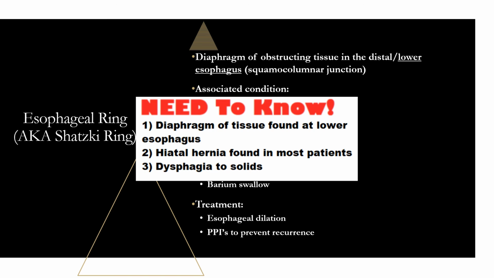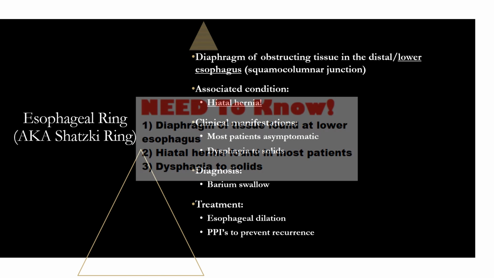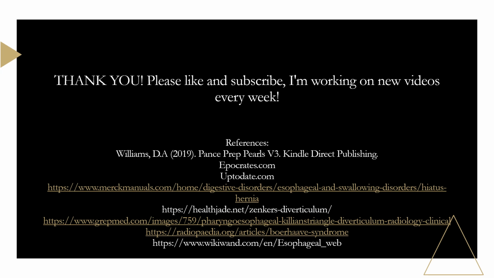So what are the things that you need to know for esophageal ring? You need to know it's a diaphragm of tissue found at the lower esophagus. You need to know that a hiatal hernia is found in almost all of the patients that have esophageal rings, and you need to know that this is going to be a dysphagia to solids, not to liquids. So those are the things that you need to know for esophageal ring. And that's the second part of esophageal disorders.